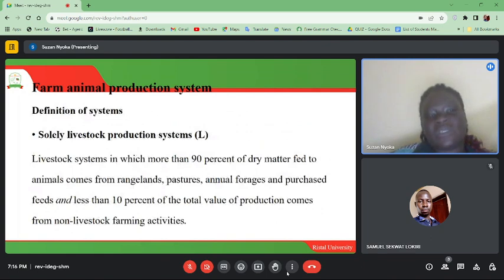A farm animal production system: a definition of the different farm production systems. One, the solely livestock production system. A livestock system in which more than 90% of dry matter fed to animals comes from rangelands, from pastures, from annual forages and purchased feed, and less than 10% of the total value of production comes from non-livestock farming activities.